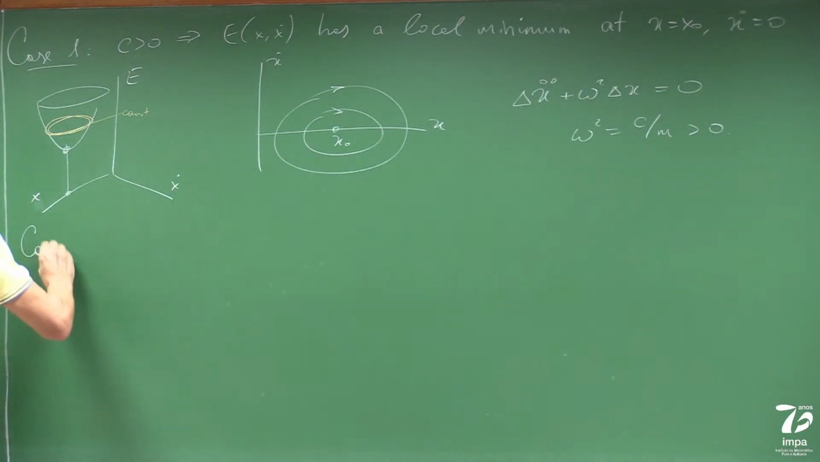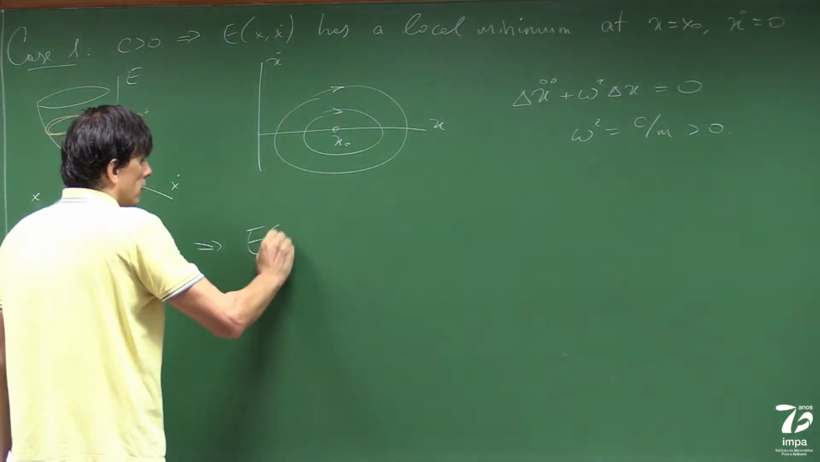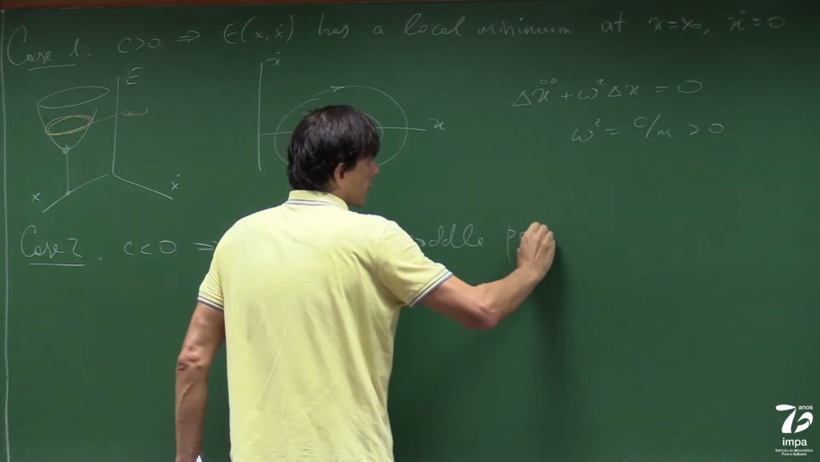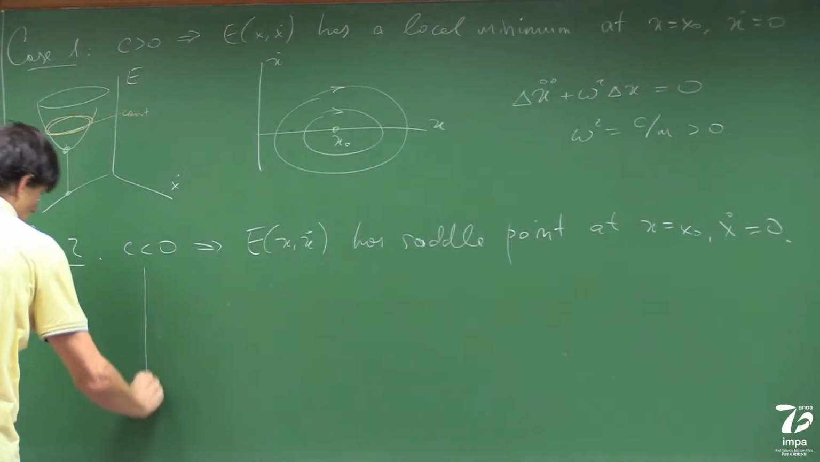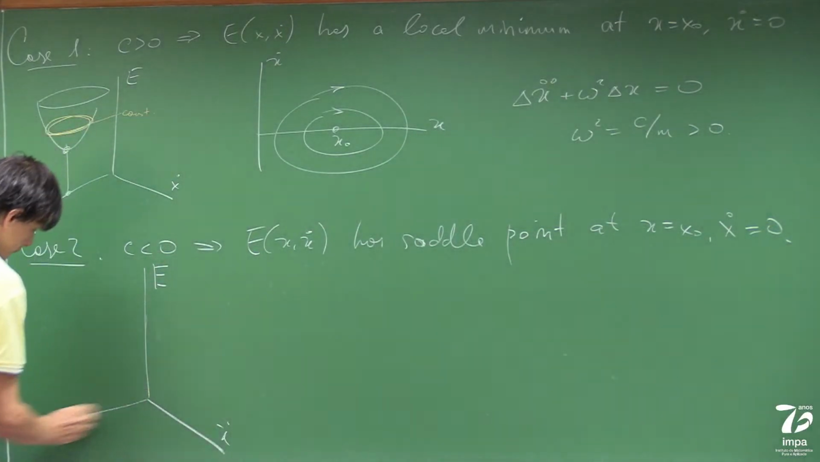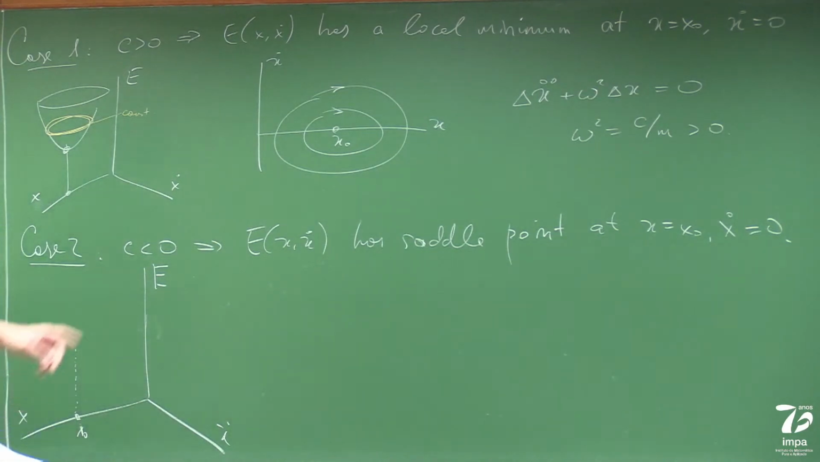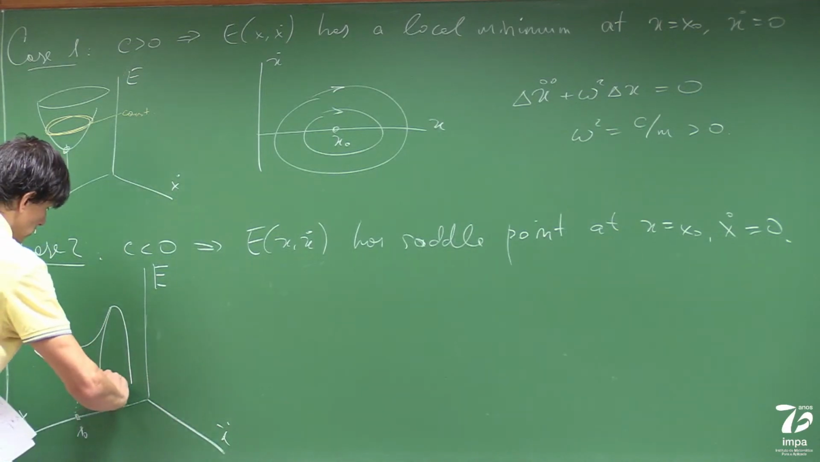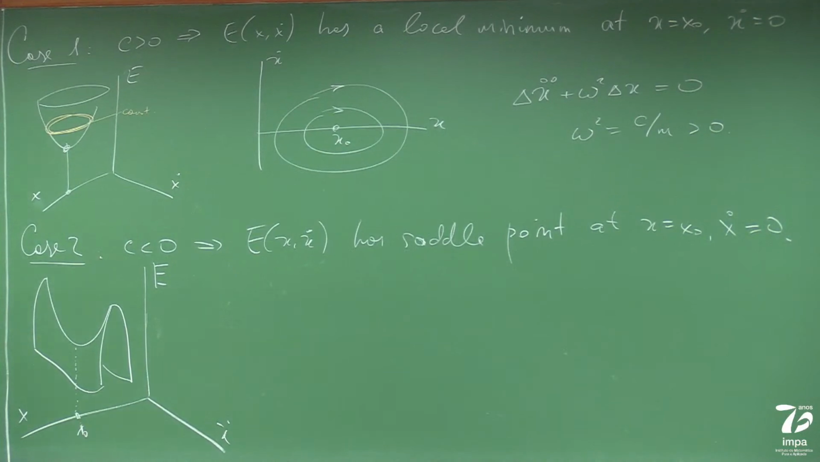And case 2 was the opposite, so c negative. In that case, the energy surface has a saddle point at the equilibrium. So that's our x0. And then it's a saddle point. It's a minimum with respect to velocity, and with respect to the coordinates, it's a maximum. So that's our point.